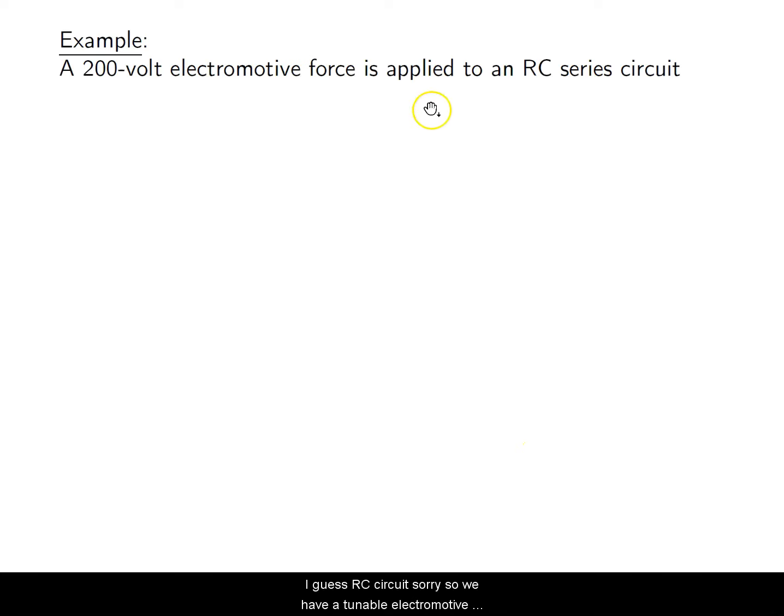Okay. Now we got one last example. It's an example of an LRC circuit, or I guess an RC circuit. Sorry. So we have a 200-volt electromotive force being applied to an RC circuit, right? So this is basically the incoming voltage, right?